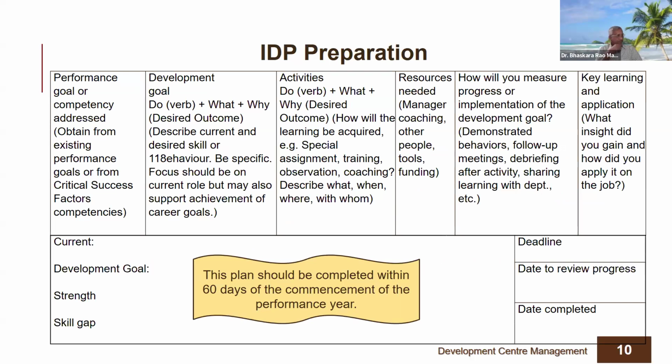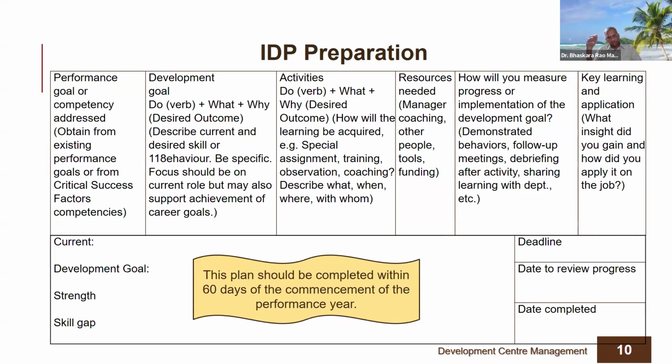Now, what is the IDP preparation? Performance goal. What is the performance goal for the employee? Development goal. Do what and why. Those are the things that you need to look at. Then, what are the activities that you are going to look at? The special assignment, training, observation, coaching. What exactly you want to do? Resources needed. Manager, coaching other people, tools, funding.